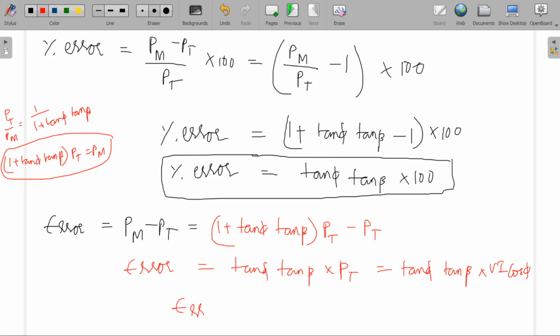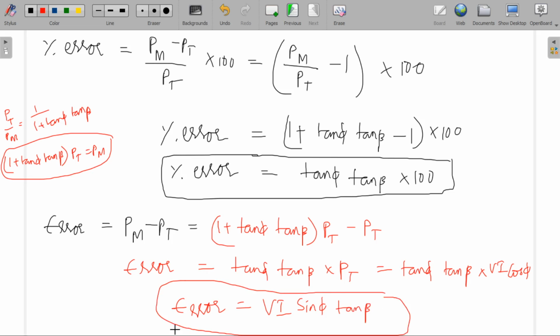Then you're going to get error is equal to VI sin phi tan beta. So this is the error. This is the error due to the presence of inductance in the pressure coil circuit.